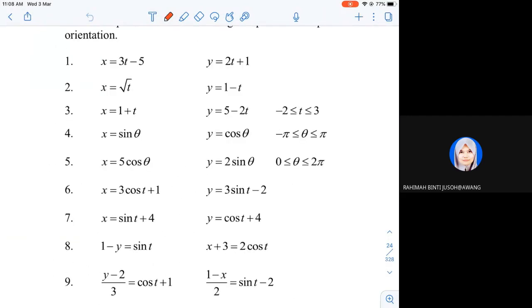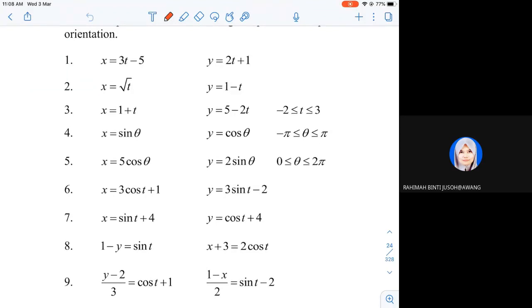Okay, soalan nombor 4 tu. Clockwise or anti-clockwise? Question number 4. Orientation. Clockwise. Okay. Is it a circle or ellipse? Circle. Okay, well done. How about number 5? Clockwise or anti-clockwise? Anti-clockwise. Okay, well done. Very good. So dia membujur ke arah apa? X ke Y? X.